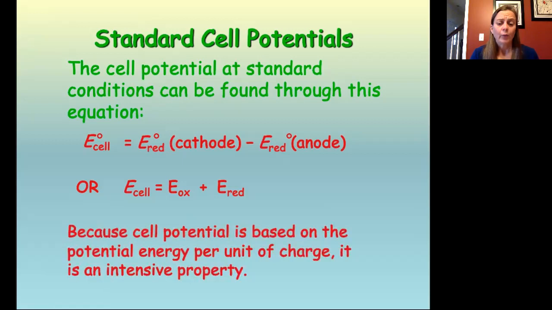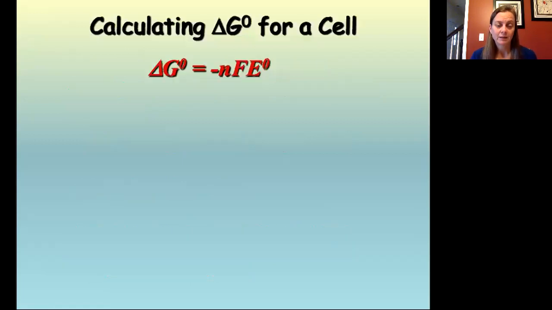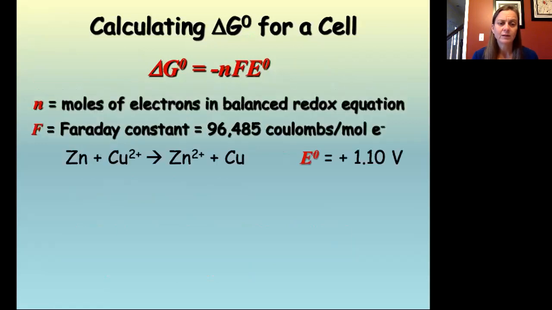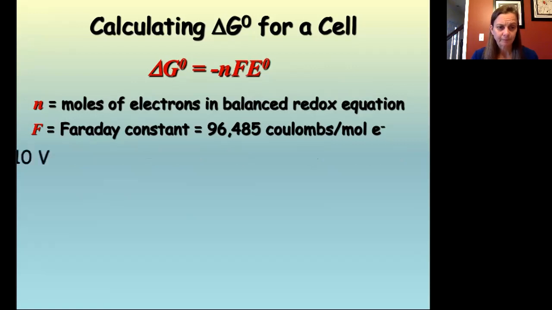Okay, we're still in thermochemistry. We can also calculate the free energy of the cell from the cell potential. So the standard free energy is equal to negative n, where n is the number of moles of electrons, times F, where F is the Faraday constant, which is 96,485 coulombs per mole of electrons, times the cell potential in volts.